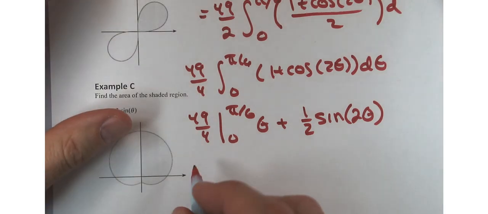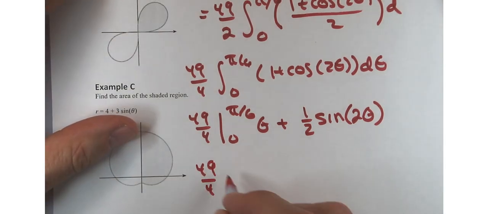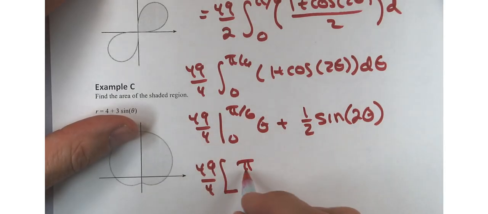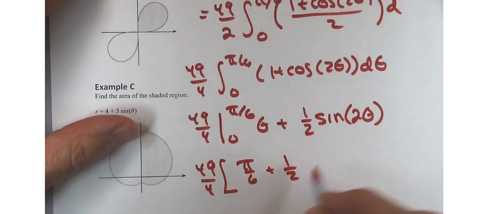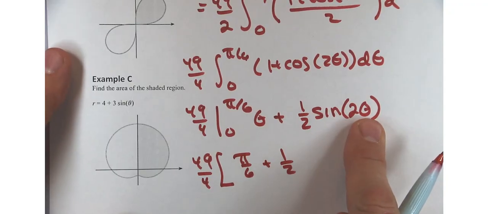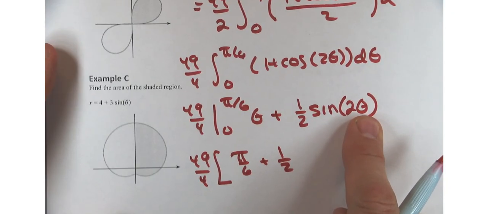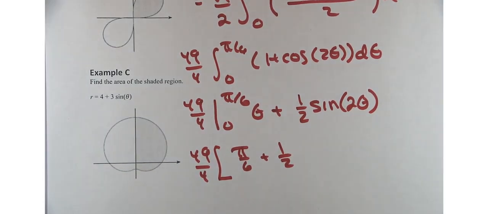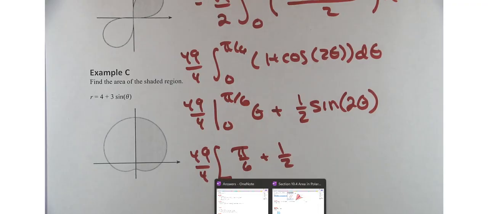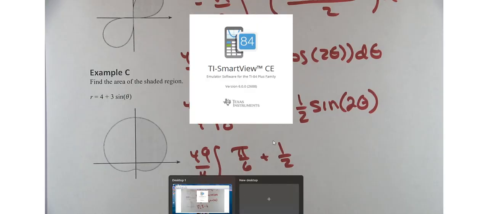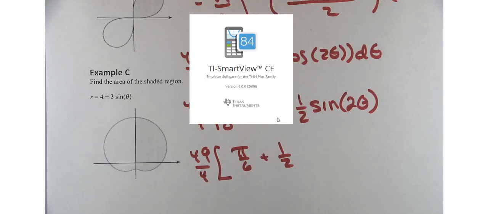Let's put in everything and see if we can't clean it up. That's going to be 49 over 2 pi over 6 plus 1/2 sine of 2 times pi over 6, which is going to be pi over 3. Sine of pi over 3, that's a sine of a 60-degree angle. If you're not sure what that is, that's square root of 3 over 2, you can take out your calculators and figure it out that way. Just make sure your calculator is in radian mode.